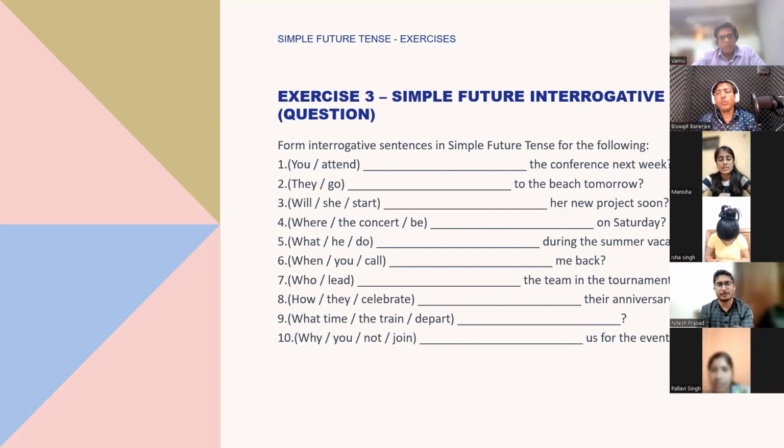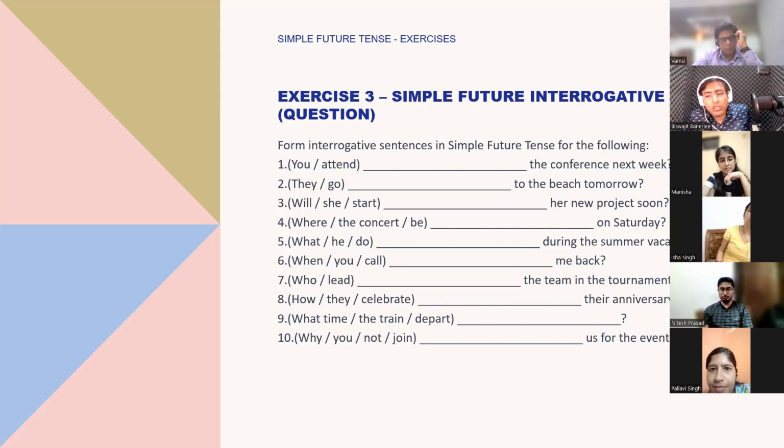Okay. So the thing is, which was the question, my dear? I have lost track. Question 10. Question number 10. Okay, yes. So why will you not join us for the event? That is the correct way of saying it. Well done, Manisha. Spot on.